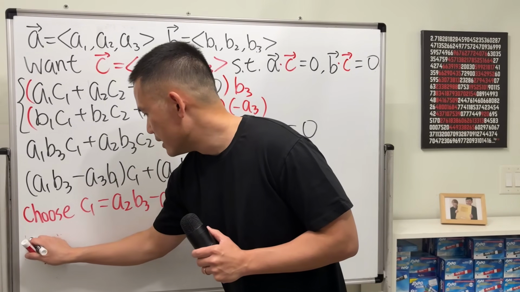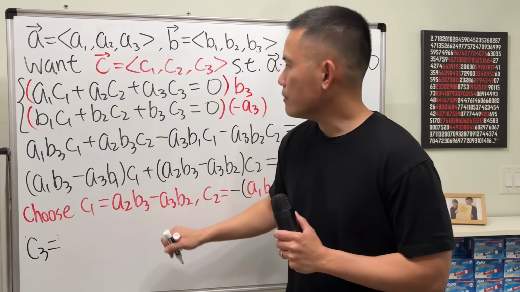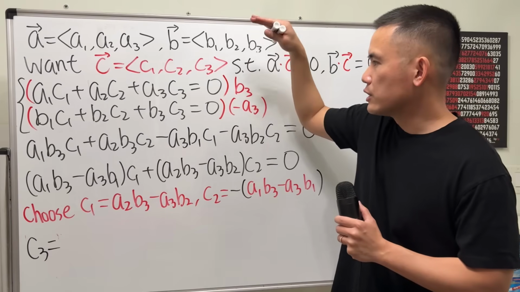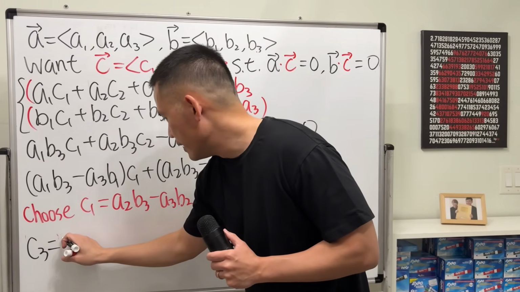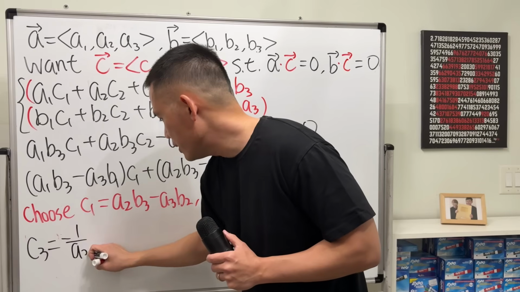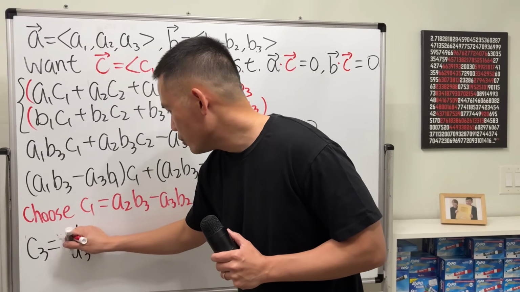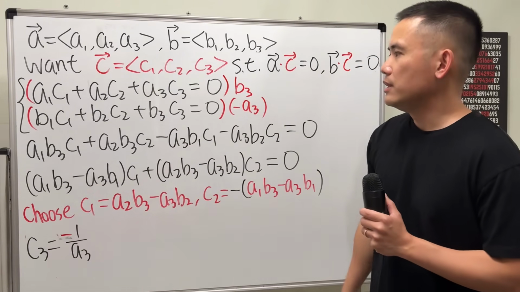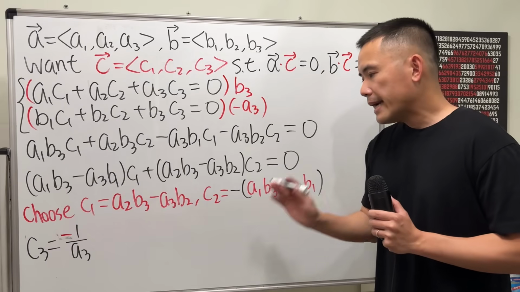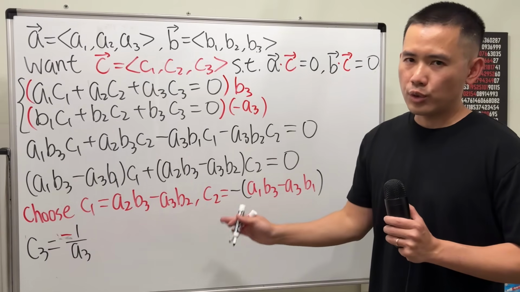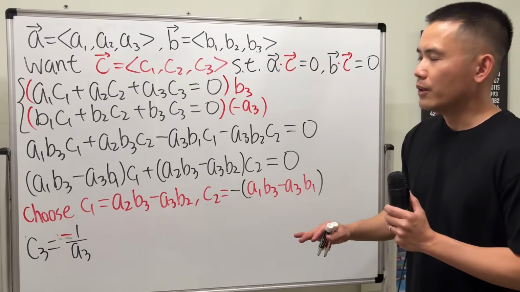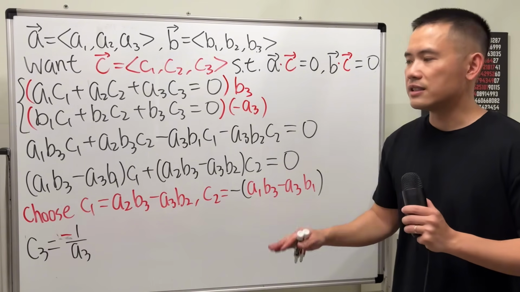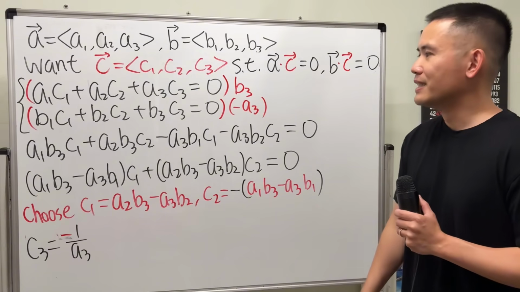So we see that C3 is equal to, I put these two terms to the other side, so we get negative, and then divide by A3 on both sides, so we get negative 1 over A3. And right here you might be wondering, what if A3 is equal to 0? I am aware of that issue, but we're just trying to work out the formula. Later on you will see that A3 will cancel, so a short answer for you is that you don't have to worry about that.